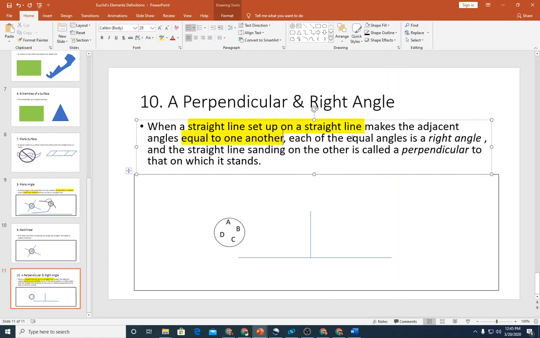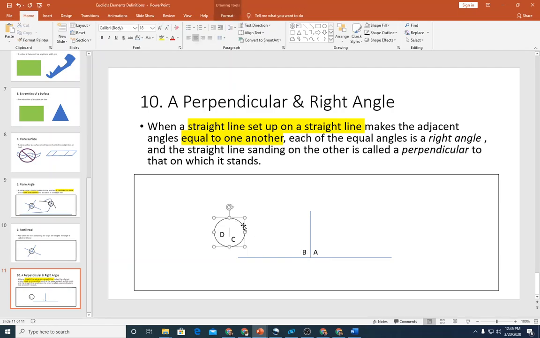Highlight that: each of the equal angles is a right angle. So now we know that's a right angle. We'll call it angle A, which is now a right angle, and angle B is a right angle. Angle C, by the way, is sort of a thing, sort of not a thing. There's not really an angle C here because this is just one line. Okay, so we're going to leave these here.